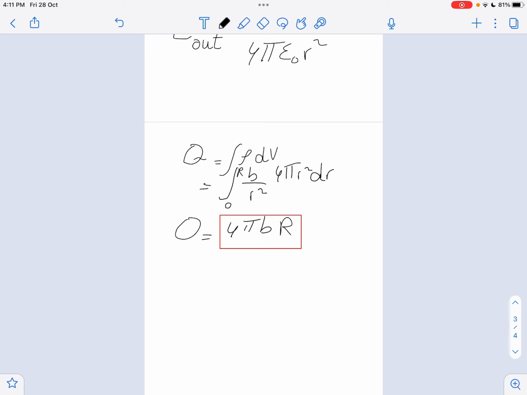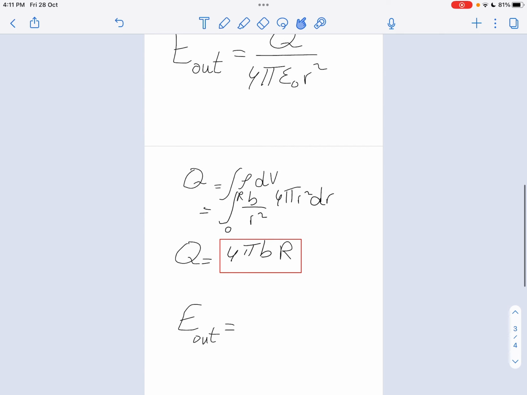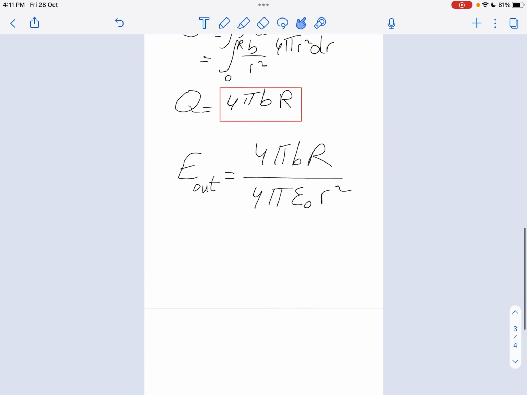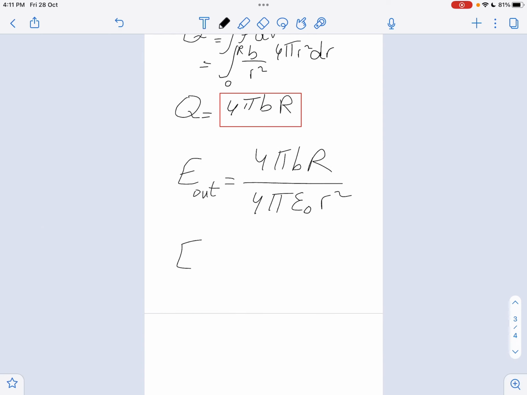This means the E out is going to be this Q that we have found, which is 4 pi b capital R over 4 pi epsilon 0 R squared. Again, we cancel the similar terms, then finally E out becomes b capital R over epsilon 0 R squared.